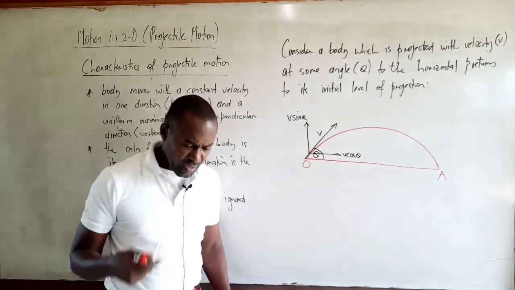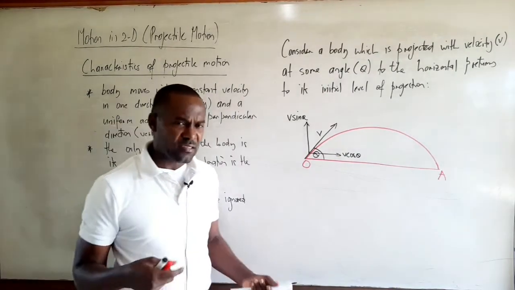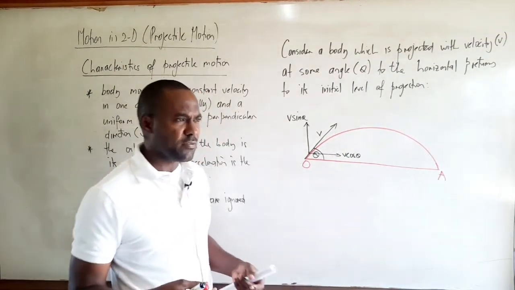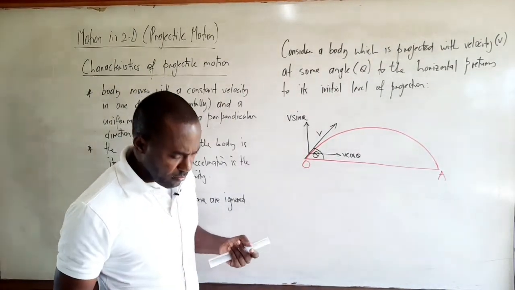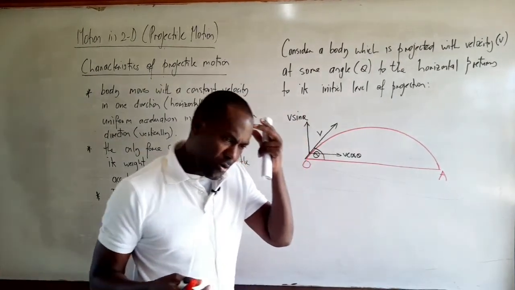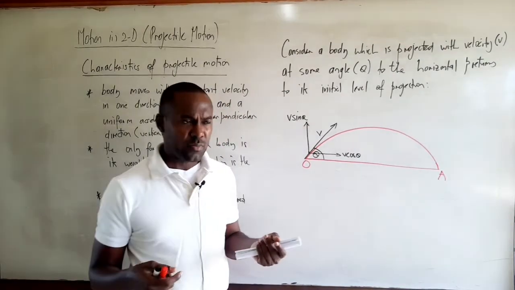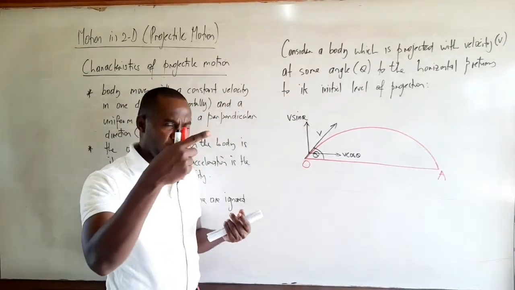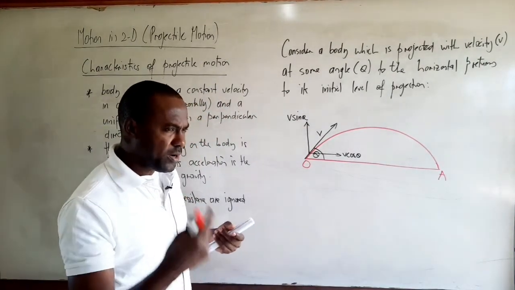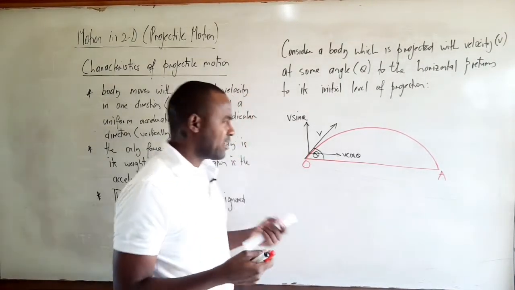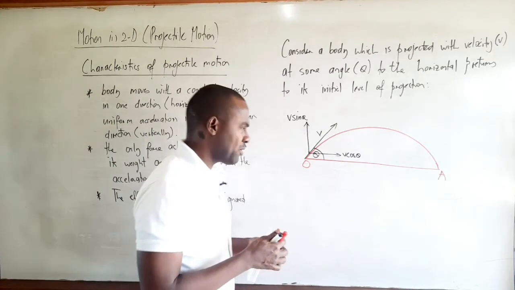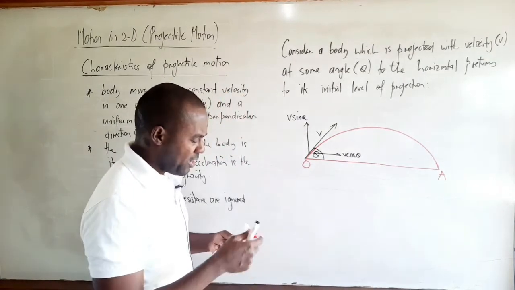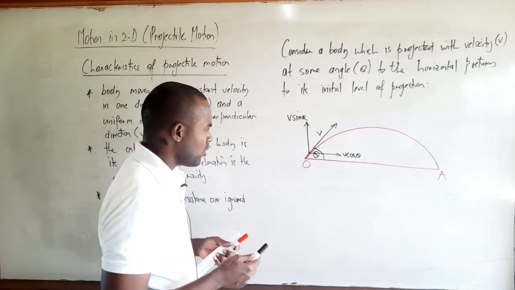However, because the body is moving vertically, it will be accelerating, and the acceleration will be the acceleration due to gravity. Now we looked at vertical motions before, and we learned how to apply our sign convention. So if a body is projected vertically upwards, we say that the upward direction is taken as being positive, and the acceleration a is equal to minus g. Now as the body moves up, because of this acceleration being negative, its vertical velocity will decrease.